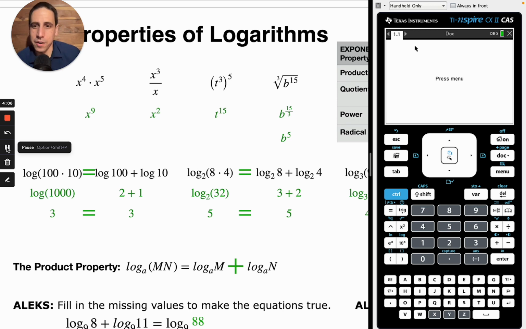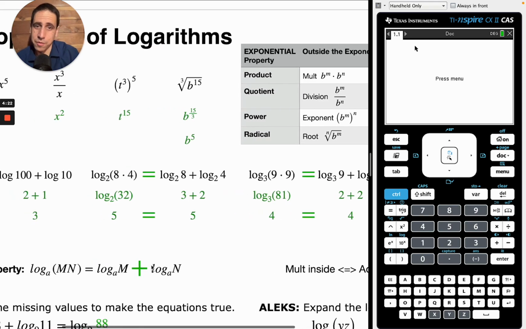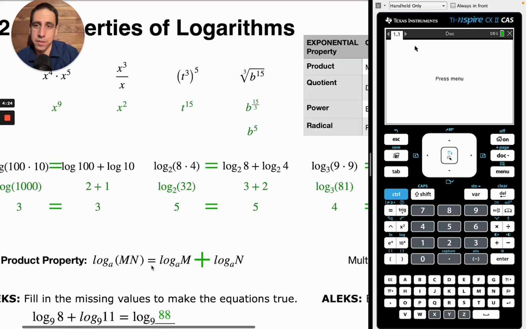There it is. That's a lot better. Log base a of m times n is equal to log base a of m plus log base a of n. In short, you could verbally say it: multiplication on the inside of a log turns into addition on the outside of the log, or vice versa, going forwards or backwards in either direction.